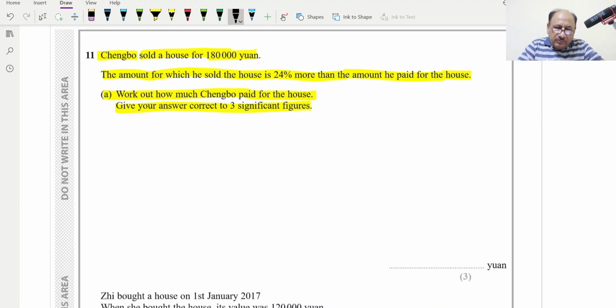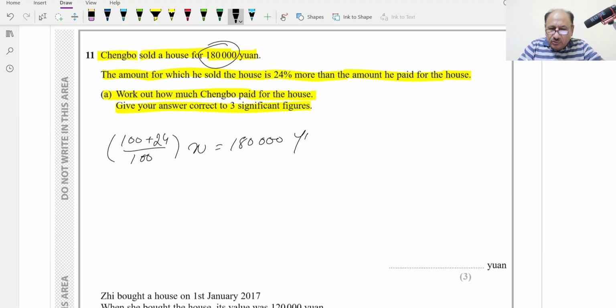So we will say X is the original amount and a 24% profit is gained, and we will write 124% like this, and this will be equal to the given amount, which is 180,000 yuan. So X will be equal to the reciprocal of this 124, multiplied by 180,000, and we can calculate.